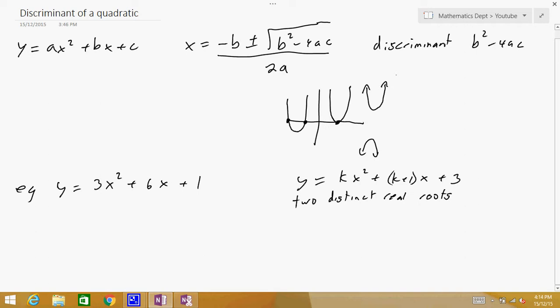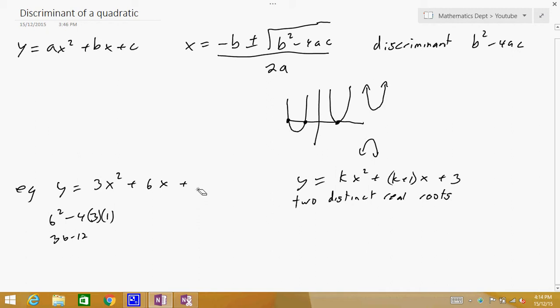To give you an example, suppose you have y equals 3x squared plus 6x plus 1, and it asked you what is the nature of the roots. Well, this is asking what is the discriminant, and is it greater than 0, less than 0, or equal to 0? So for this one, b squared, so 6 squared, minus 4 times 3 times 1. If you plug this in, 36 minus 12, it is a positive number. And since it's a positive number, it means you have two roots.